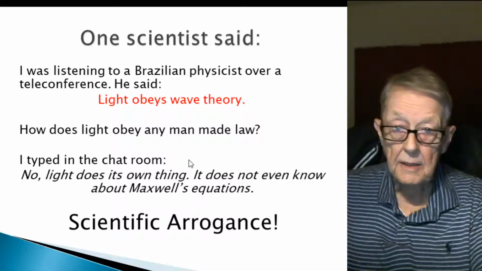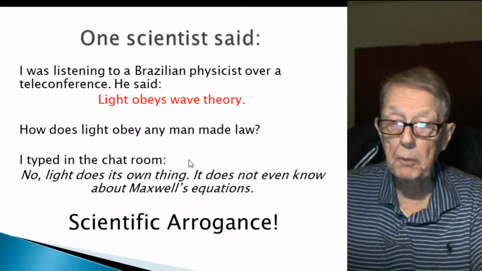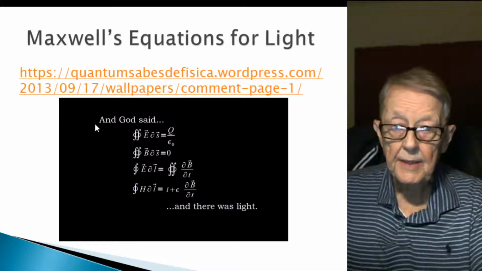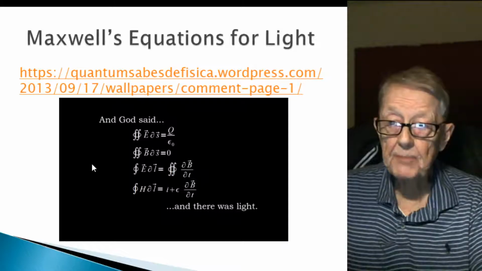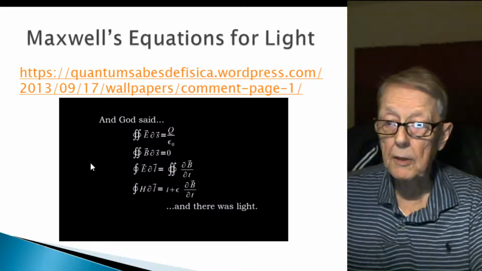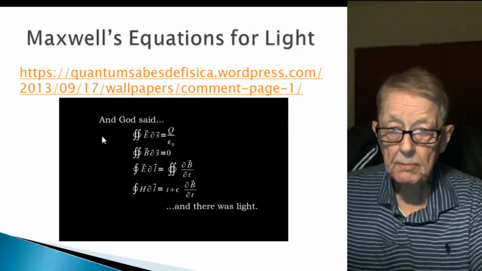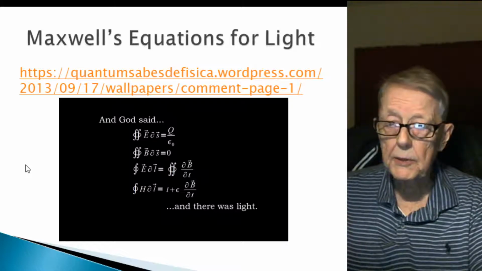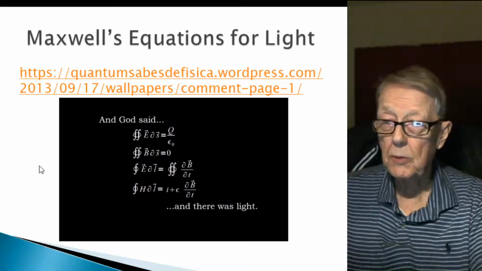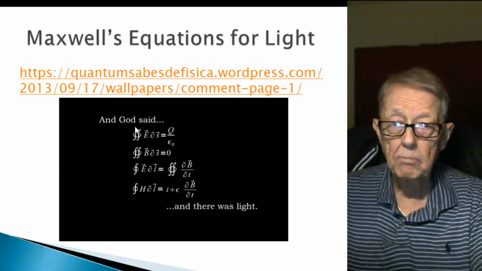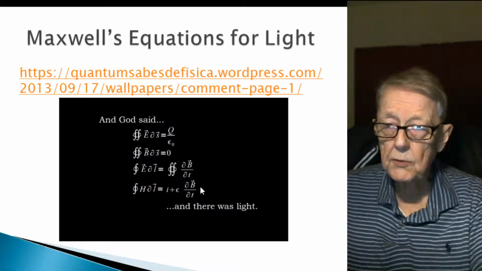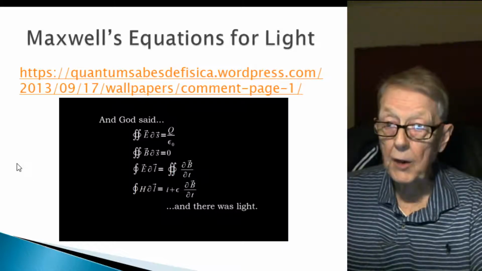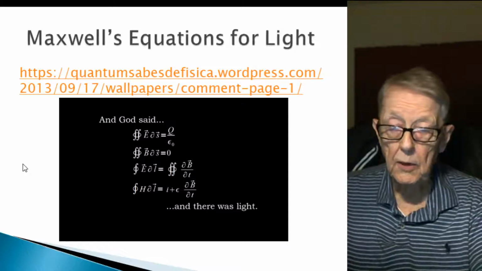Nature is never going to obey anything I write. And here is, well, you might see this on a t-shirt in Facebook or wherever. It's from this link. These are Maxwell's equations for light. And this is rather insulting to us Christians. It's trying to bring God down to a human level. And God said, 4 equations. These are Maxwell's 4 equations. Okay. It's arrogant and it's demeaning to our Christian God.